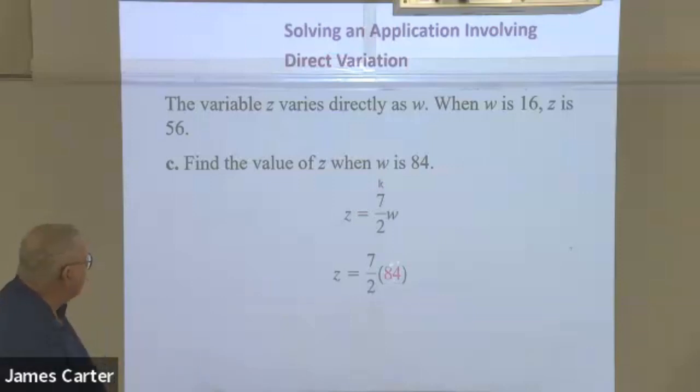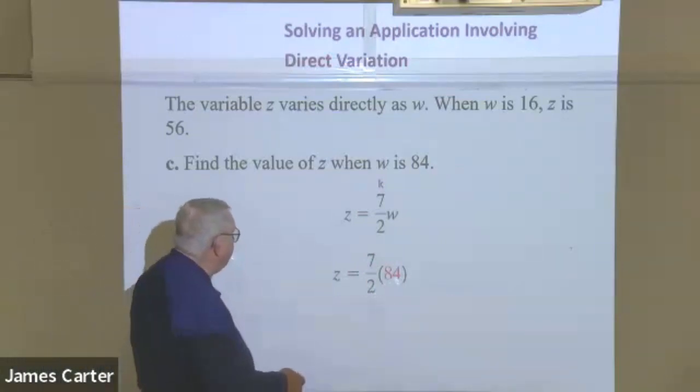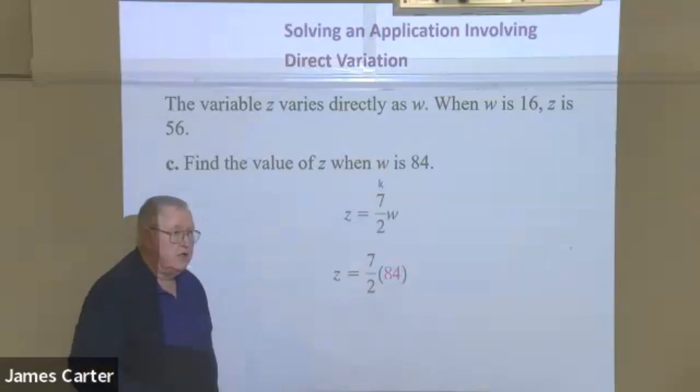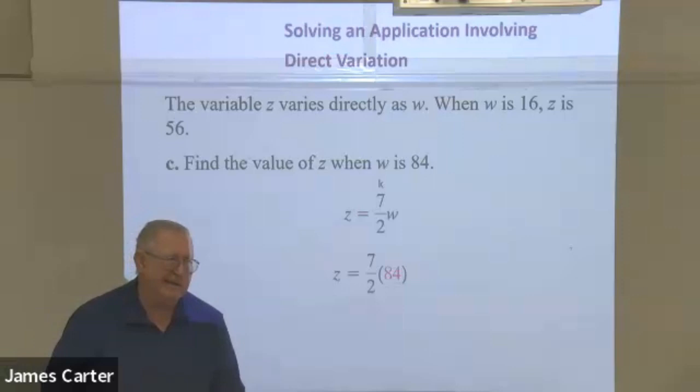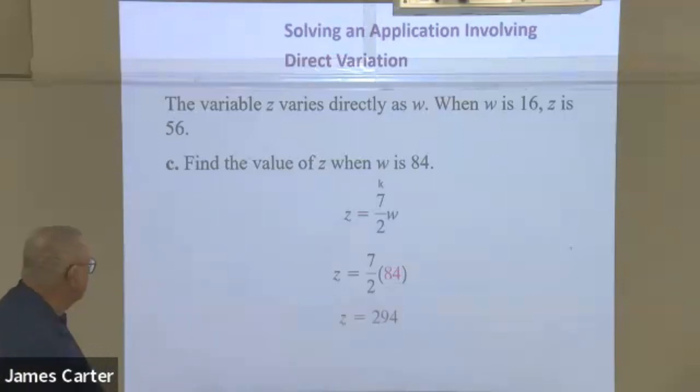Well, how are we going to find it? We're just going to multiply those two together. Okay, 2 goes into 84 42 times. 7 times 42 is 280 something. 294. I have to carry.